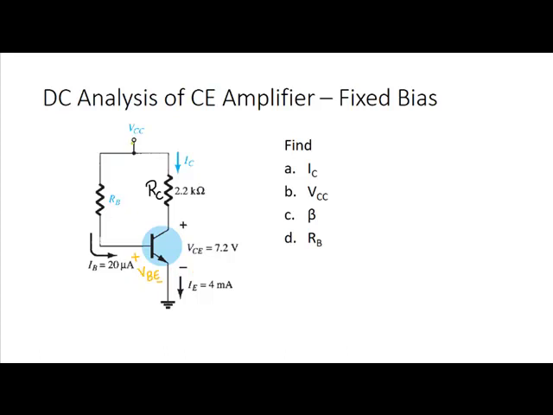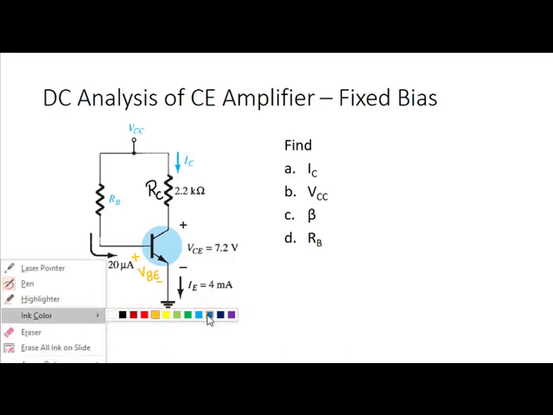Let's assume this to be a silicon transistor so that VBE is 0.7 volt. So VCC is not known, RB is also not known, so there is no way of applying KVL at the input side first. So let us start with the output side, and you can notice here the base current IB is given, emitter current IE is also given, and we are expected to find the collector current IC. So let me make use of this equation.